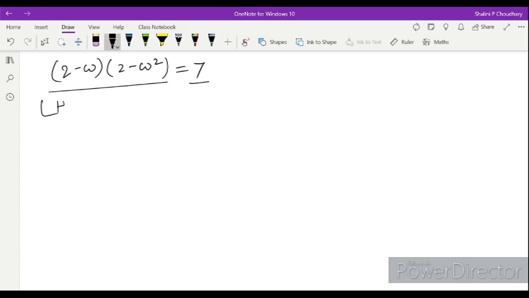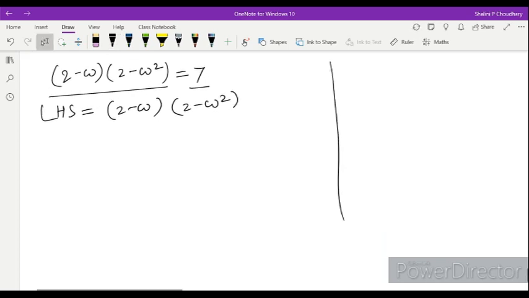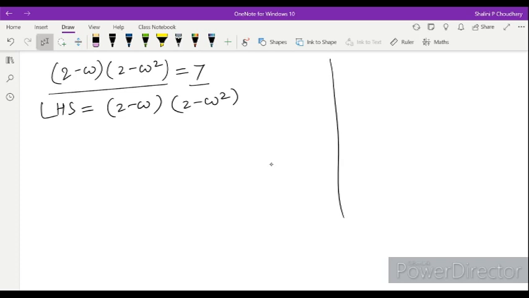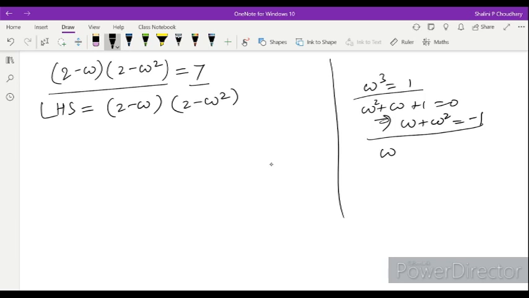So first of all, we'll take LHS, and that is equal to (2 minus omega) into (2 minus omega square). Okay, so there are some properties that we have done in our last class, and what are these properties? Omega cube is equal to 1. Okay, and 1 plus omega plus omega square is equal to 0. That means omega plus omega square will be equal to minus 1. Okay, and omega will be equal to 1 upon omega square, and omega square will be equal to 1 upon omega. So these things we can use directly.